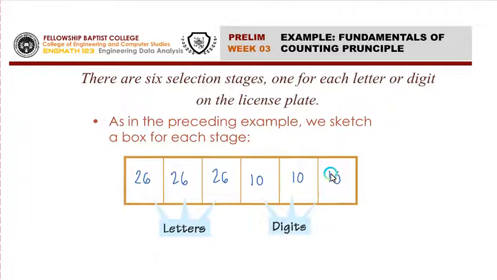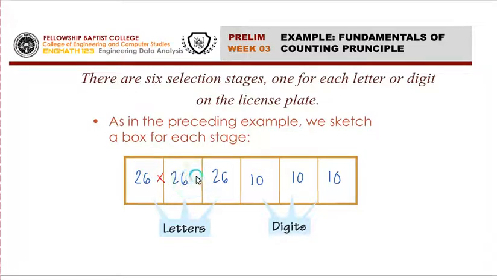Take note again. At the first stage, we choose a letter from our 26 possible choices. Again 26 possible choices for our second letter, and 26 again possible choices for our third letter. Next, we have 10 for the digits, 10 for another digit, and 10 for another digit, since we are allowed to repeat either letters or digits. Then we have to multiply: 26 times 26 times 26 times 10 times 10 times 10.